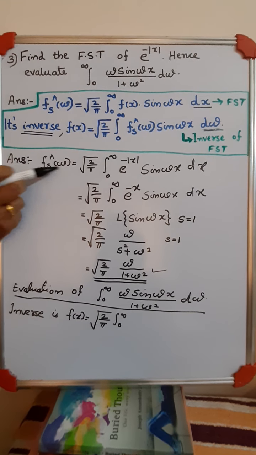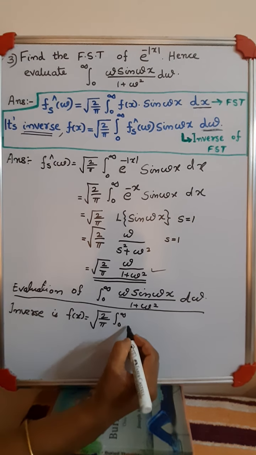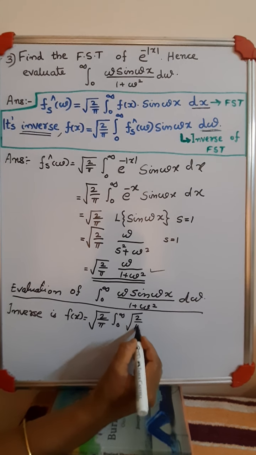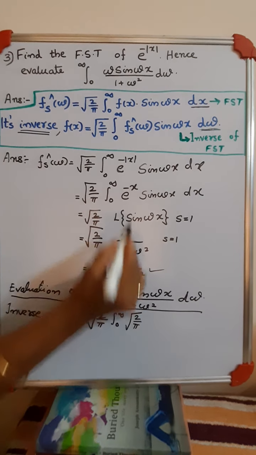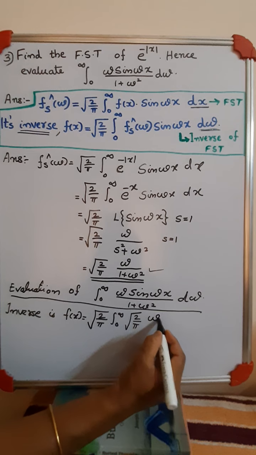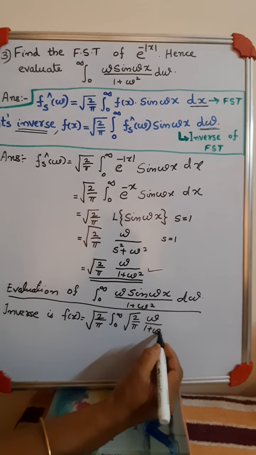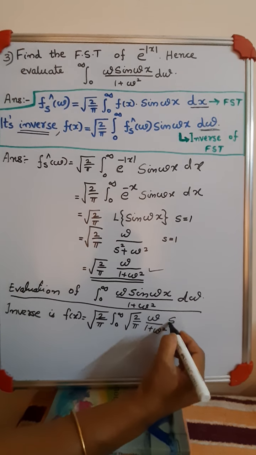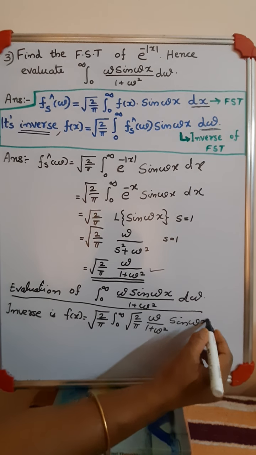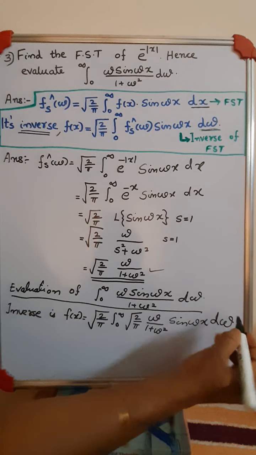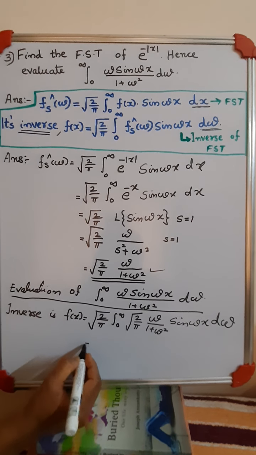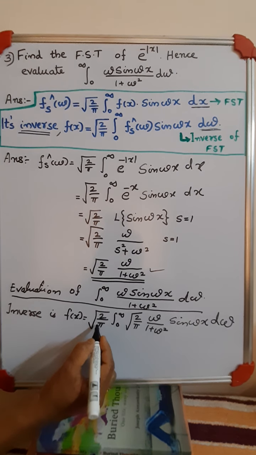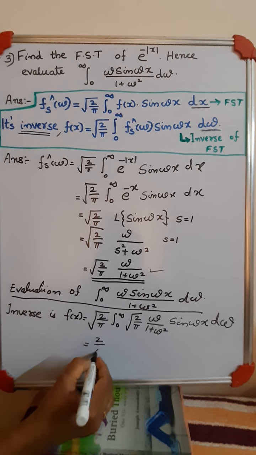What is the Fs cap of omega? We got the result, that is root of 2 by pi omega divided by 1 plus omega square into sin omega x d omega, and that is equal to root of 2 by pi, root of 2 by pi becomes 2 by pi.